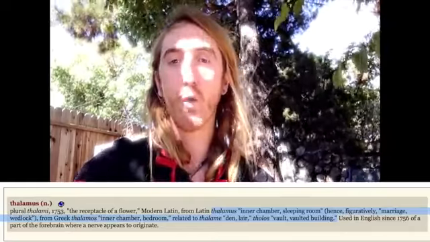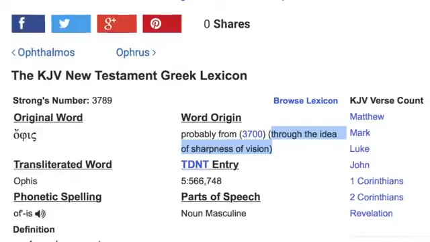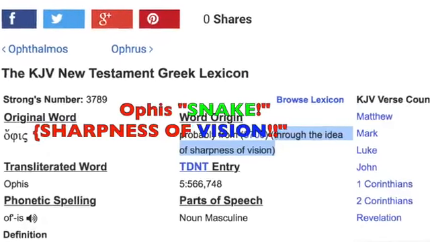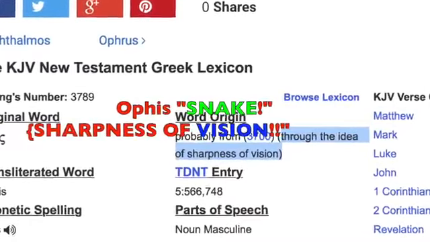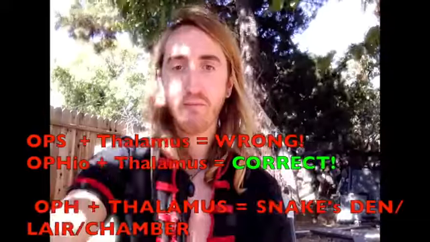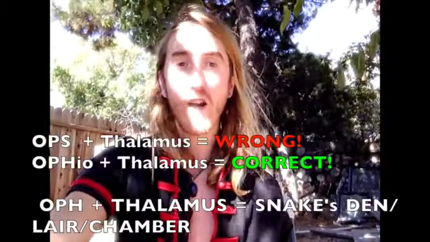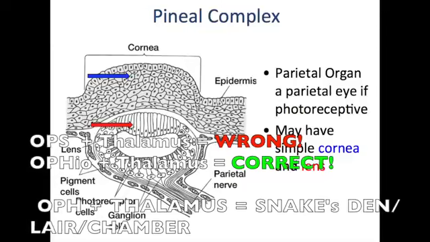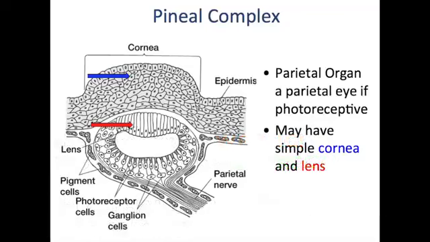The prefix of the word-forming element ophi, O-P-H-I, however, refers to a serpent or snake. So look at the word again. It's ophthalmos, not ophthalmos. From the point of view of biological evolution, the pineal gland represents a kind of atrophied photoreceptor, which means a receiver of light.